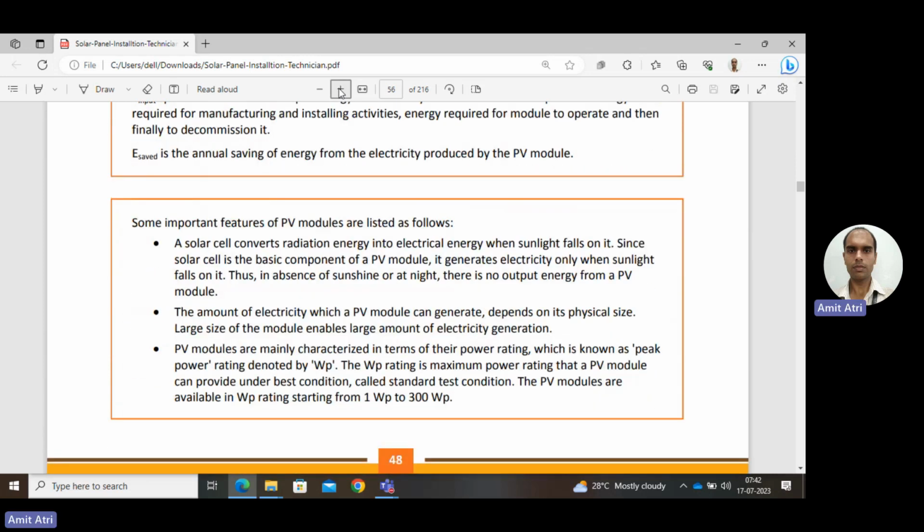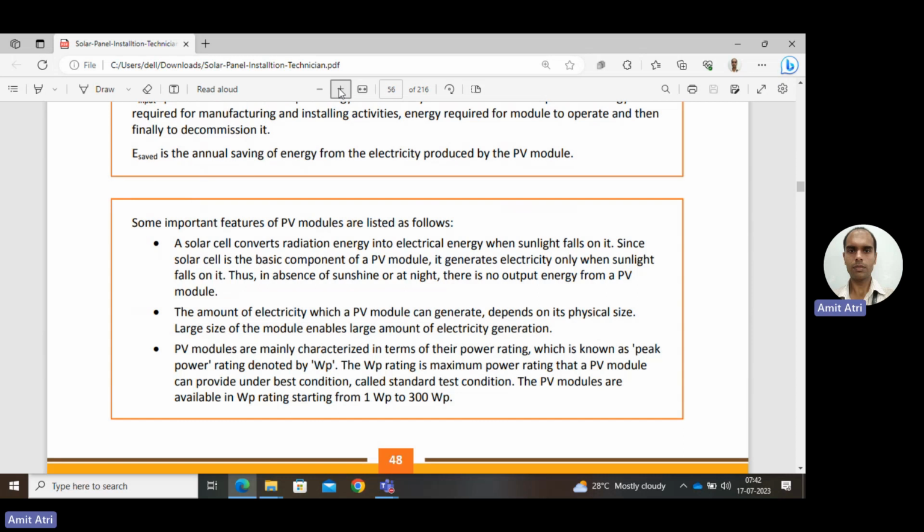Important features of PV modules are listed here. The first one is that the solar cell converts radiation energy into electrical energy when sunlight falls on it. That is a common feature. Since the solar cell is a basic component of a PV module, it generates electricity only when sunlight falls. During night, we do not get any electricity from the solar module. The amount of electricity which a PV module can generate depends on its physical size. The larger the area, the more energy will be generated.